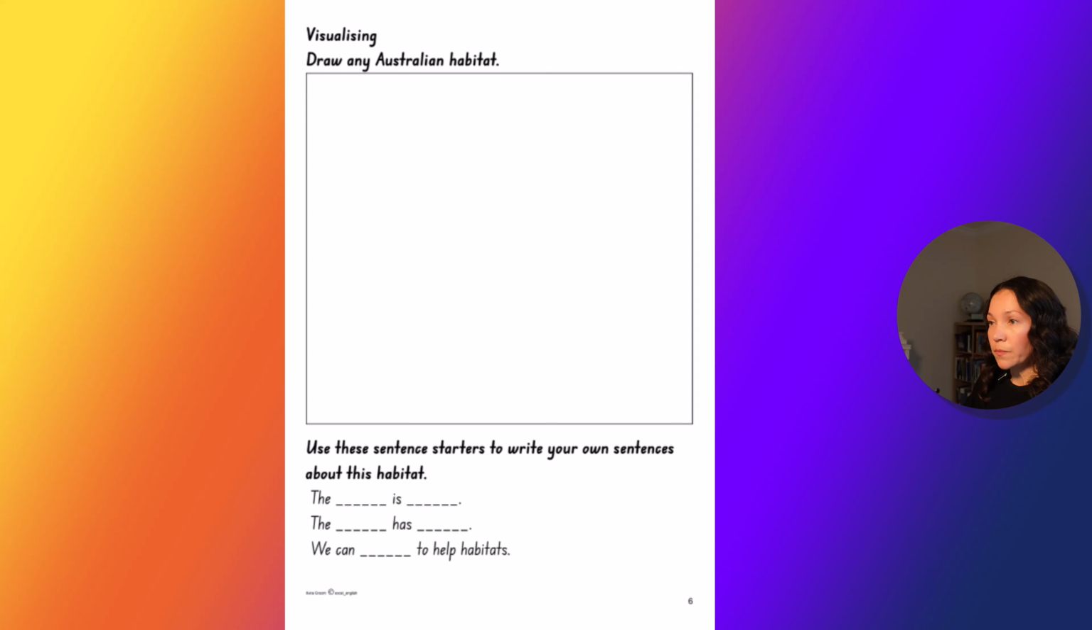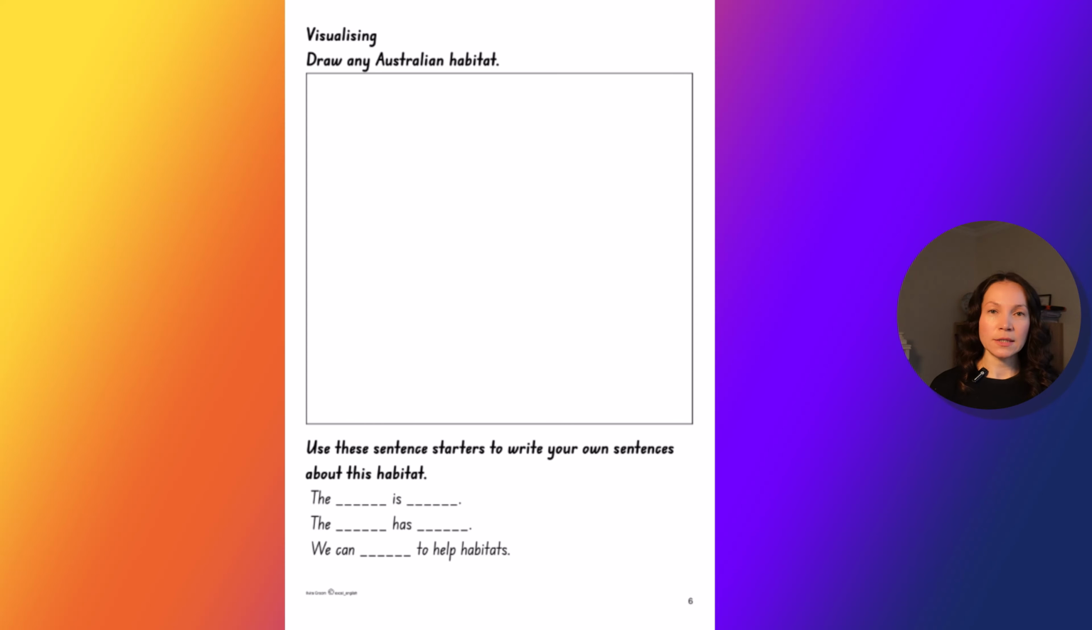Also, they can choose any habitat from our lesson and draw this habitat. And using sentence starters, they will write their own sentence about this habitat. So this is sort of a wrap up of the series of lessons. This is their independent work. So they will draw the habitat. They can also draw an animal that lives in that habitat and write sentences about it. Then they can present their work to their partner or to our group.